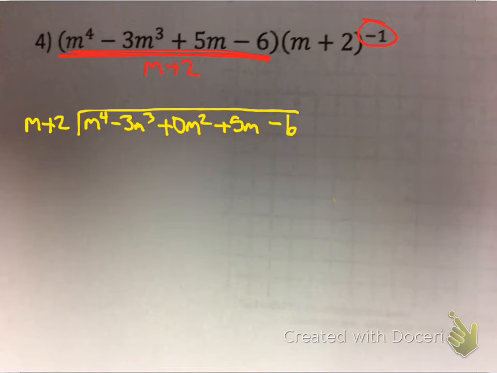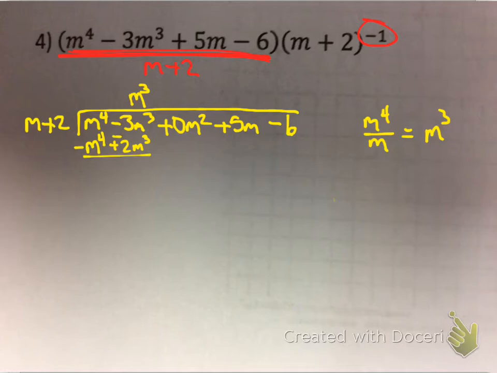Okay? So now I'm going to say m to the fourth divided by m gives me m cubed, which I would leave here, and then multiply. So I'm saying m cubed times m is m to the fourth, m cubed times 2 is 2m cubed. Change the signs, and then cancel the first terms. Negative 3 plus 2 is negative 5. Bring down the 0m squared. Notice how I have a 0m squared because I was missing an m squared in the terms.